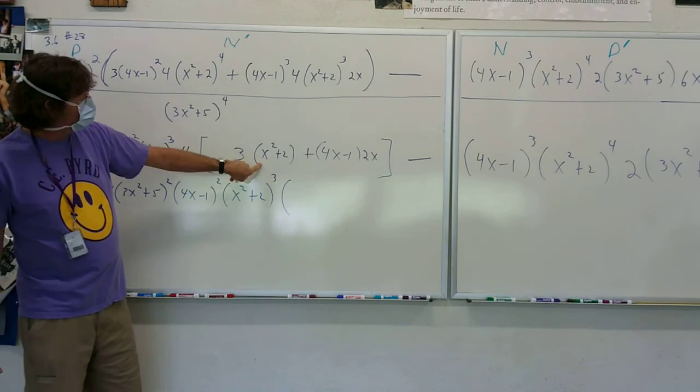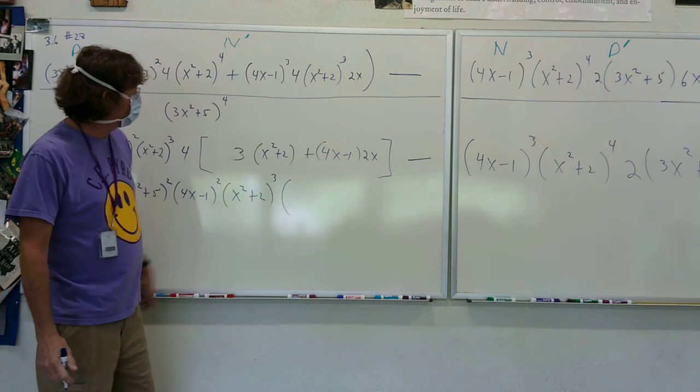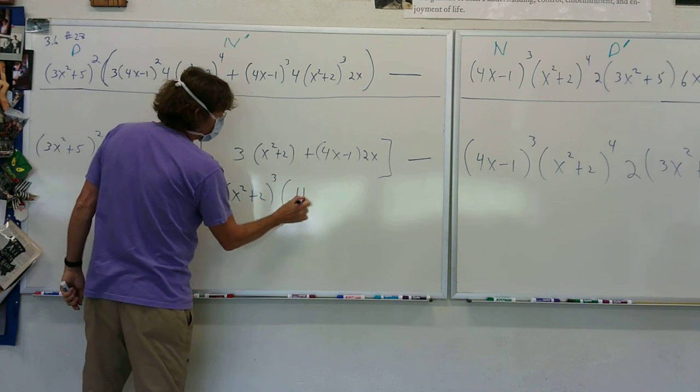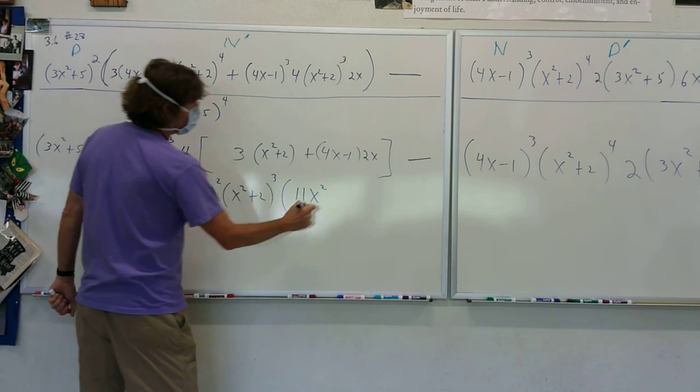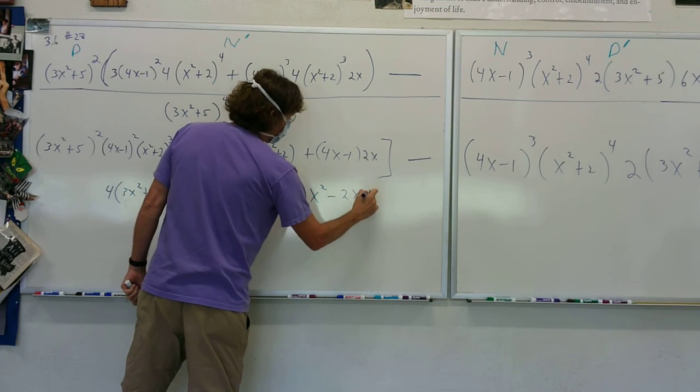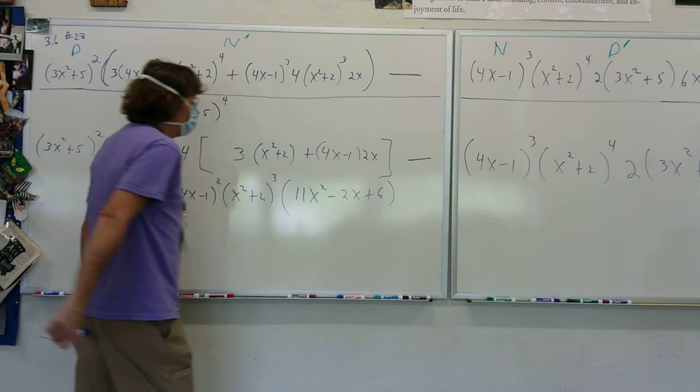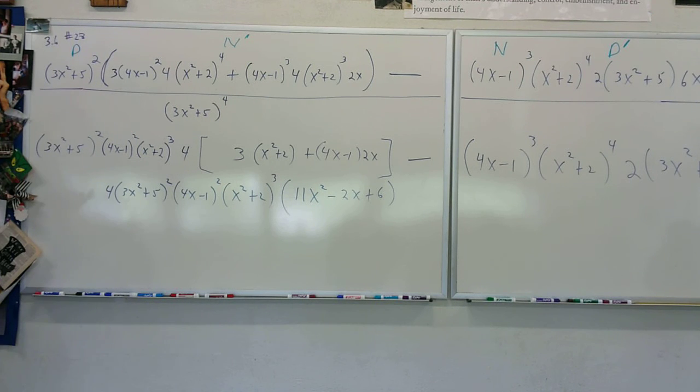It's going to be 3x squared, and 8x squared is going to be 11x squared. And then I'm going to have minus 2x plus 6. All right? And that's just distributive property and collecting like terms, and it looks good to me. I'm double checking it because I'd hate to make a mistake now.